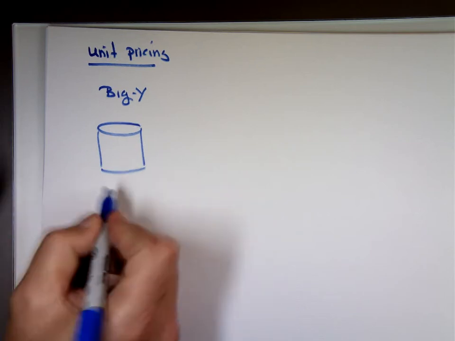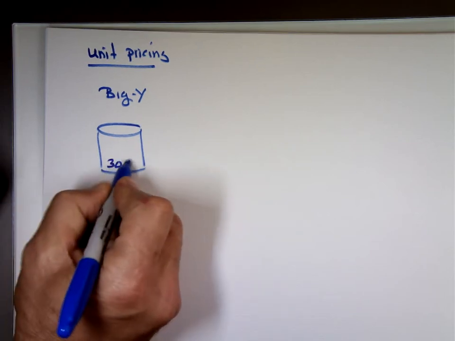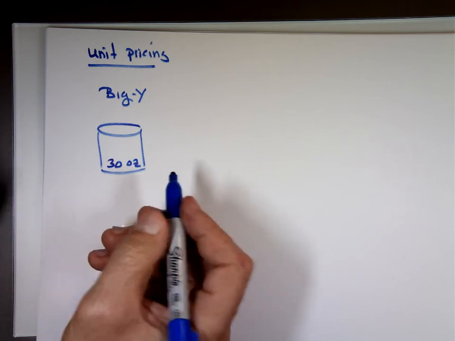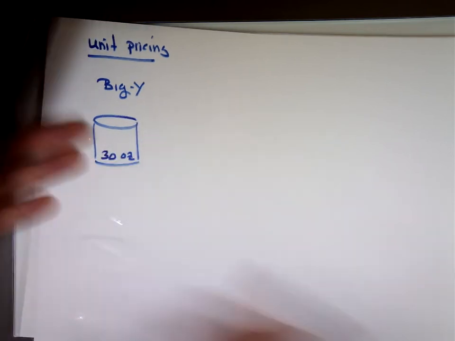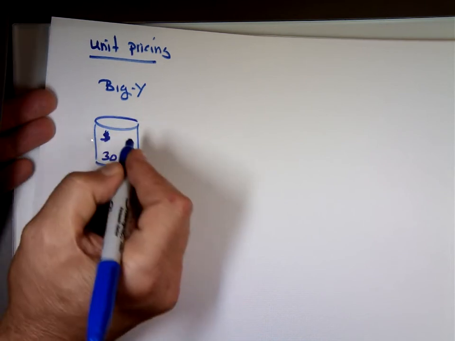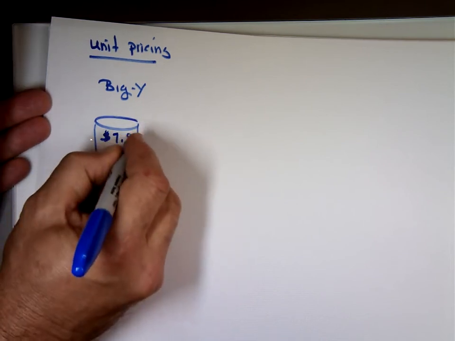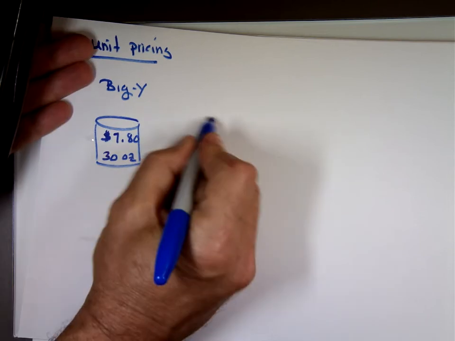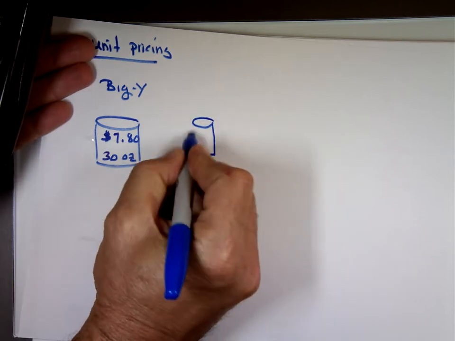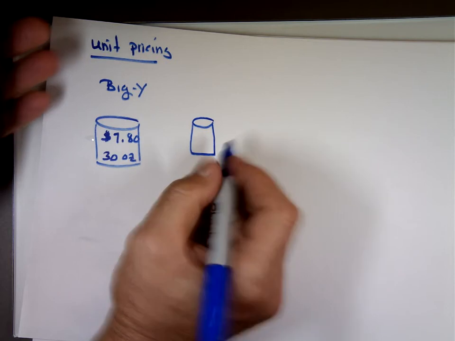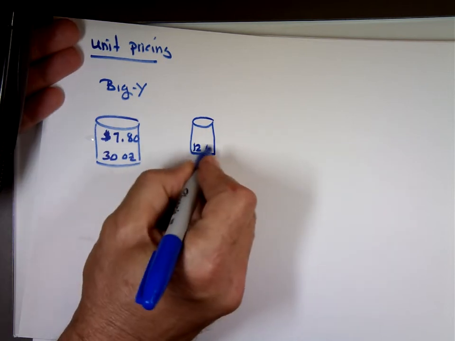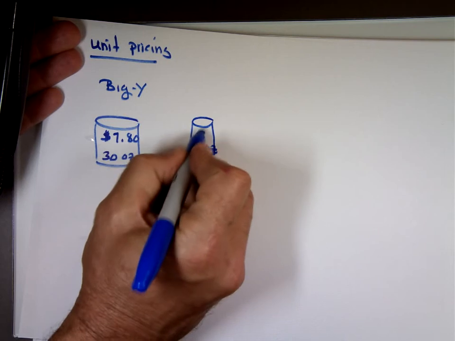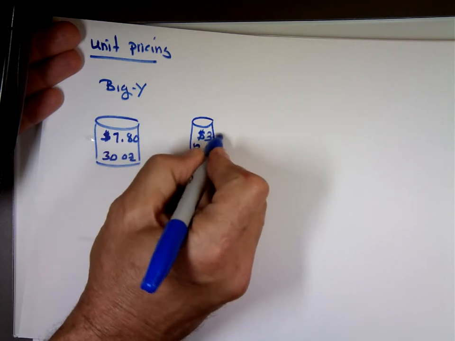So this jar says 30 ounces in it, this can, and here's the price. If you want to buy it, it's $7.80. Or you can buy the little can, which has 12 ounces on it, and the price is $3.